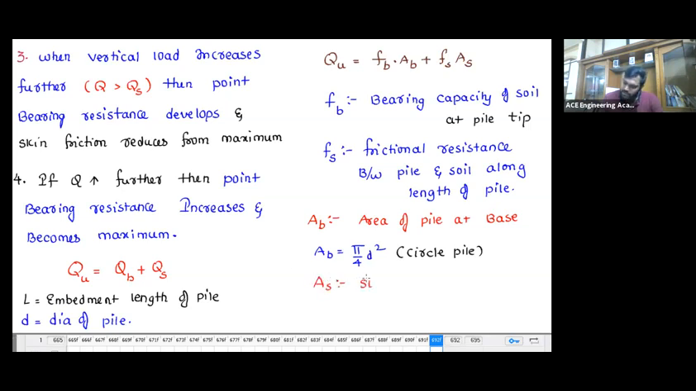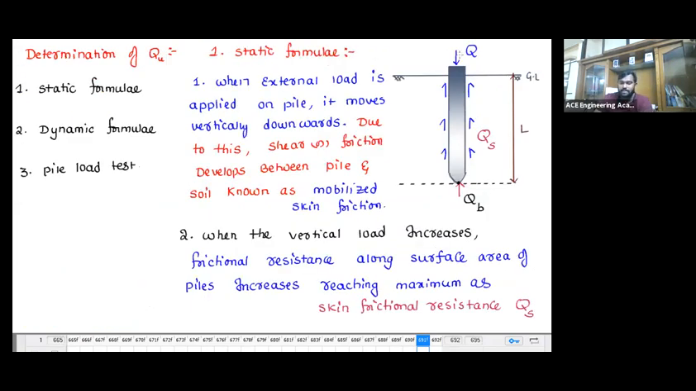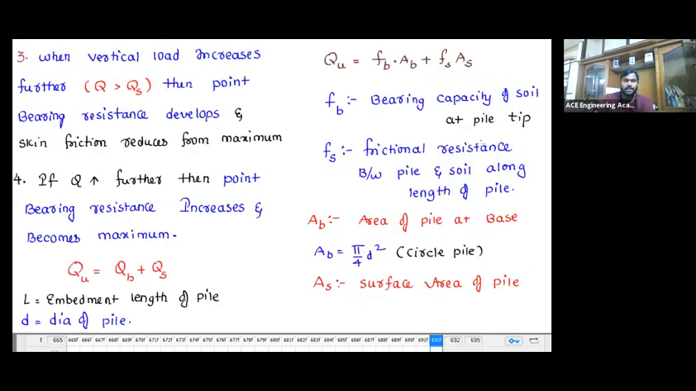AS is nothing but surface area of the pile. You observe here carefully. You know that the skin friction is going to be developed along the surface area of the pile. Yes or no? Whatever the frictional resistance into surface area is nothing but the skin friction. Okay. So what is surface area of the pile? Come on, tell me. The surface area is nothing but perimeter into length.